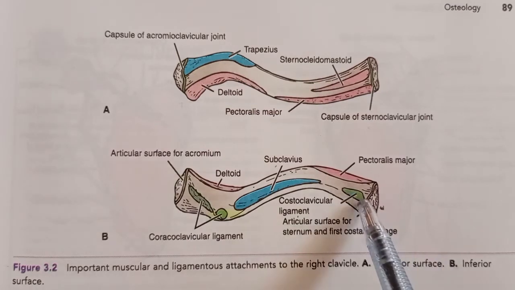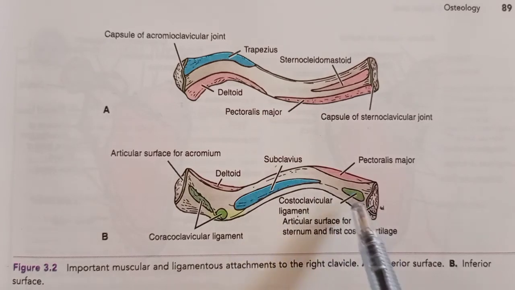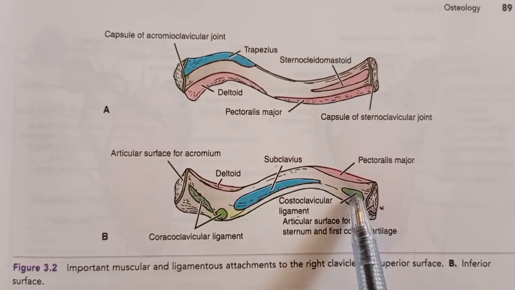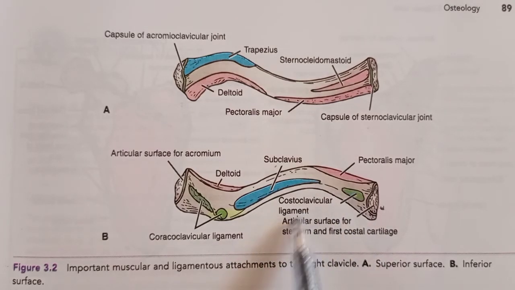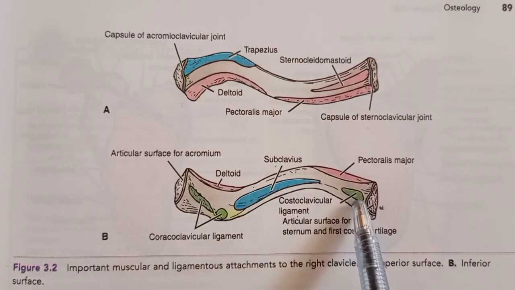On the inferior surface, you can see there is an oval-shaped depression to which the costoclavicular ligament is attached. The costoclavicular ligament is between the clavicle and the first rib. This ligament attaches the clavicle to the first rib. We know that a ligament is the attachment between two bones.